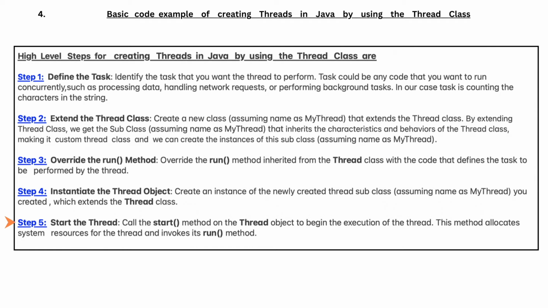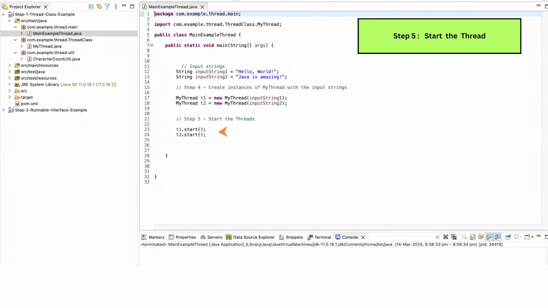Step 5. Start the thread. Call the start method on the thread object to begin the execution of the thread. This method allocates system resources for the thread and invokes its run method. This is the corresponding code walkthrough of step 5. In this step, we have started both the threads by calling the start method.